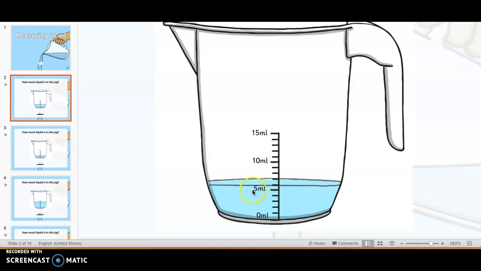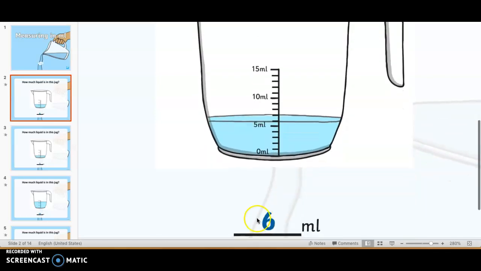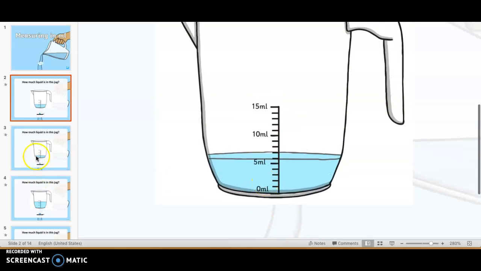So now we can just start here at 5 milliliters and count up. So we're going up 1, that must be 6 milliliters. So this is 6 milliliters. And there we go. Now we'll move on to the next one for another example.